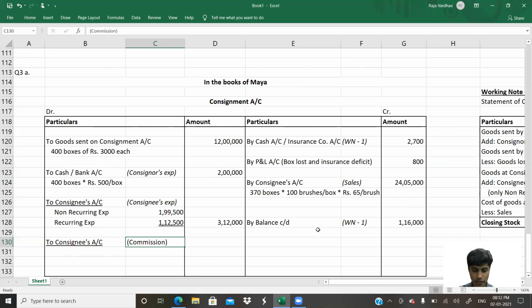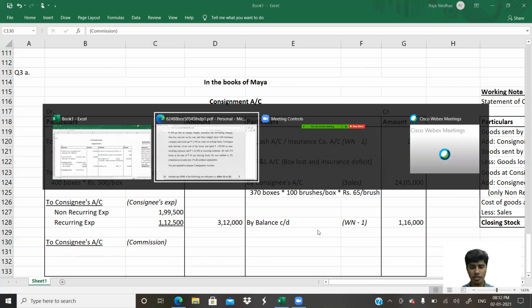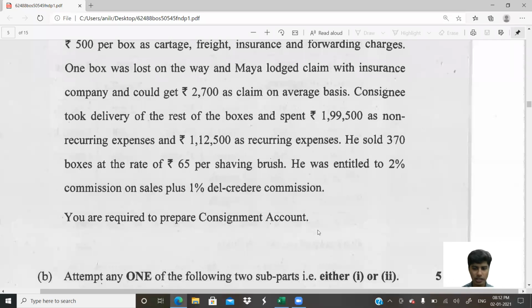Commission can be given either on per unit basis or percentage basis. Per unit is 10 rupees per unit sold or 5 rupees per unit sold. Percentage is sales multiplied by so much percentage. Let us see how they have given it in this question. They've told that he was entitled to 2% commission on sale plus 1% del credere commission. So 3% on total.